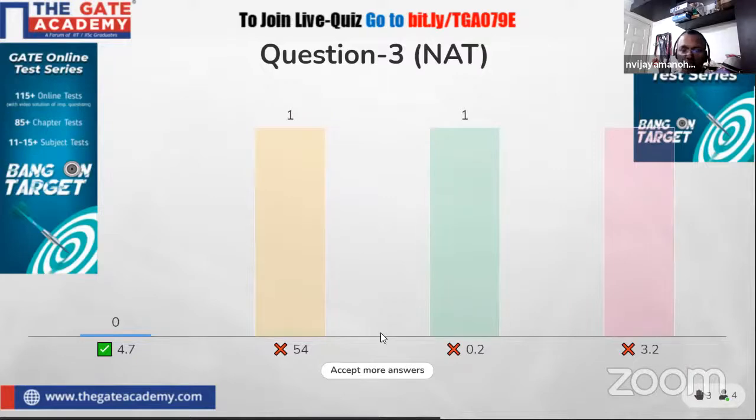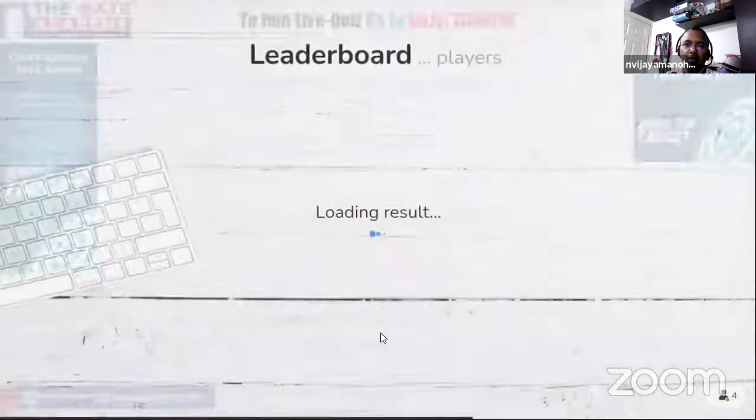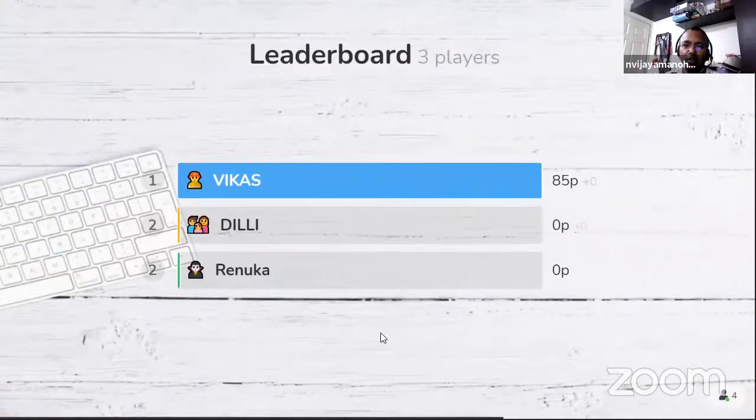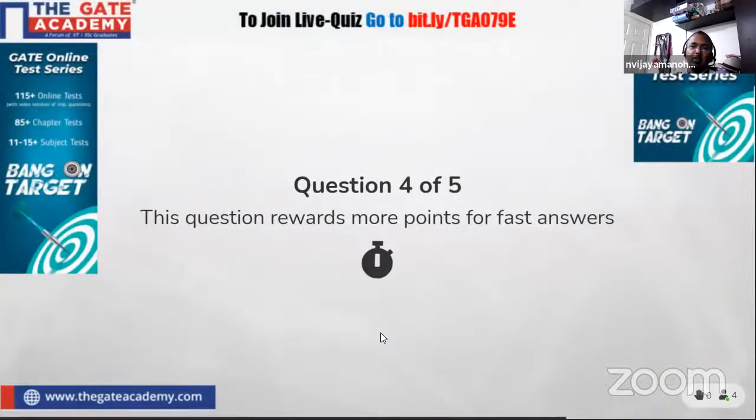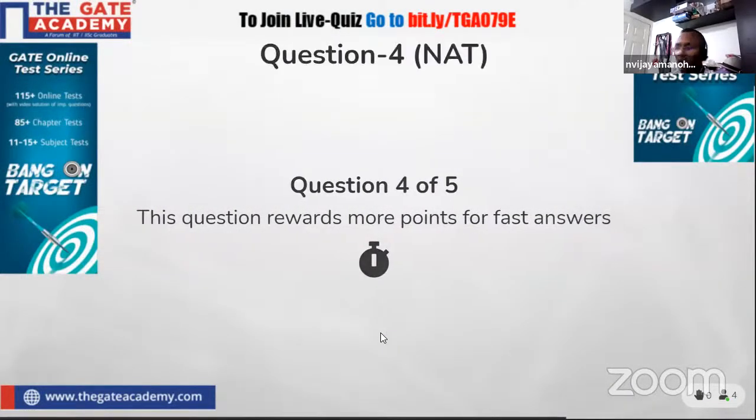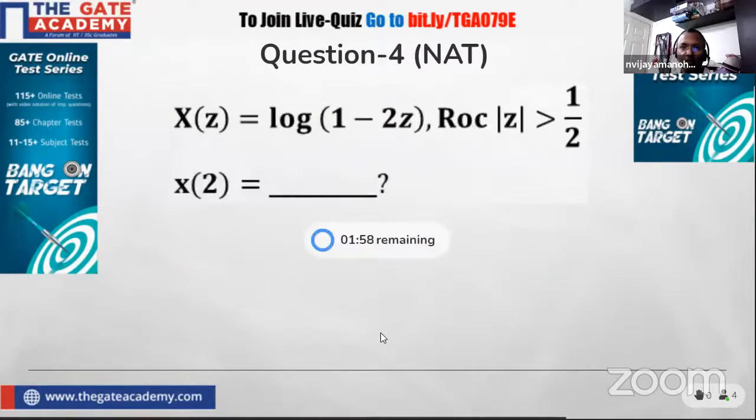Nobody has given the right answer. Everybody has given the wrong answer. Again, as I told you, these are very tricky questions. We need to be very careful here. So Vikas is leading. Good. We need others to catch up. Here comes the fourth question. We'll look at the solution for all the problems towards the end of the session.